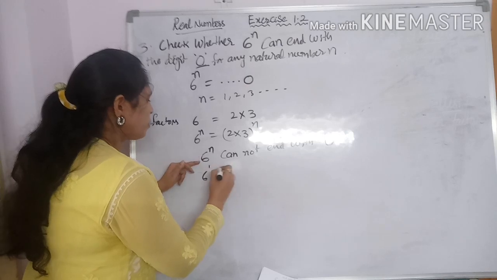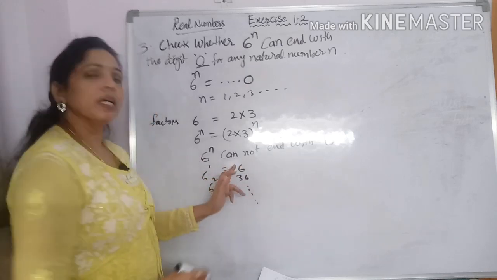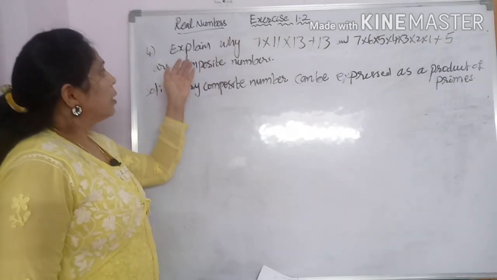When n is equal to 1, 6 power n is equal to 6. 6 power 2 is equal to 36. It ends with the digit 6 only. Come to the next question.